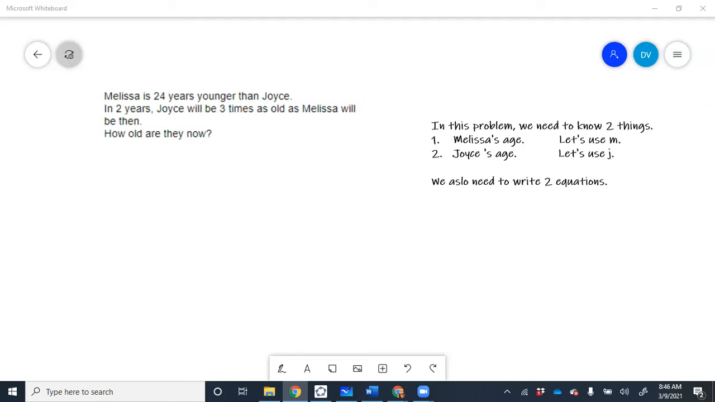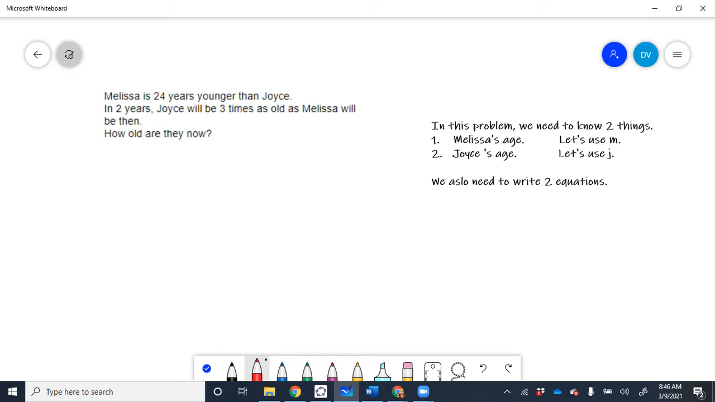Okay, so another word problem, and once again, I don't know if it helps, but I like to use these colors. It says Melissa is 24 years younger than Joyce. In 2 years, Joyce will be 3 times as old as Melissa will be. How old are they now?